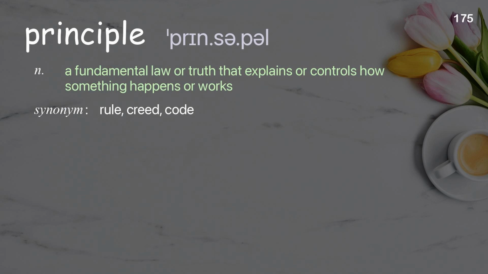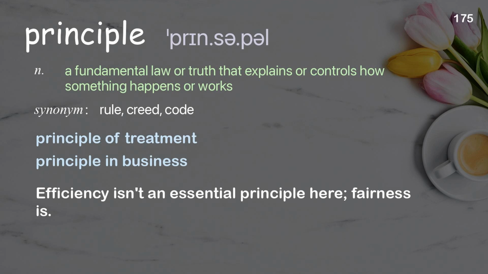Principle: A fundamental law or truth that explains or controls how something happens or works. Examples: Principle of treatment. Principle in business. Efficiency isn't an essential principle here, fairness is.